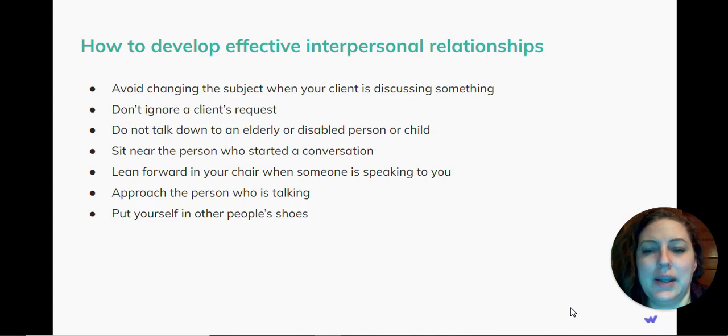When developing good interpersonal relationships, avoid changing the subject when your client is discussing something. Don't ignore a client's request. Don't talk down to an elderly, disabled person or child. Sit near the person who started the conversation. Lean forward in your chair when someone is speaking to you. Approach the person who's talking and put yourself in other people's shoes.